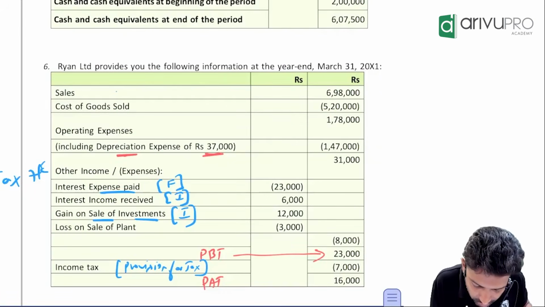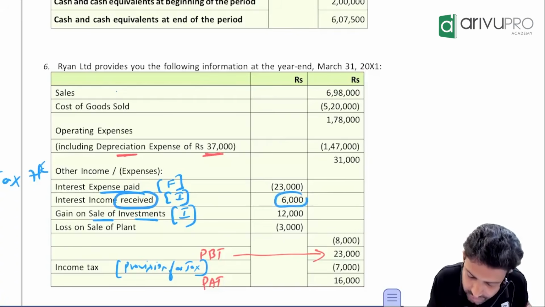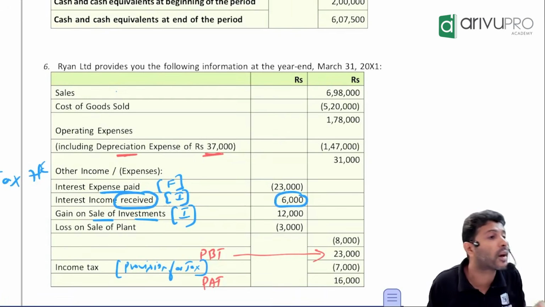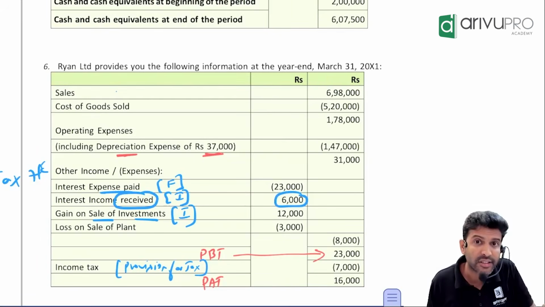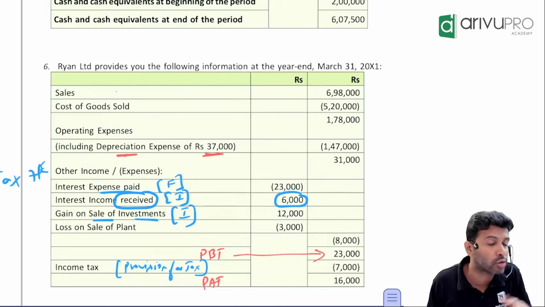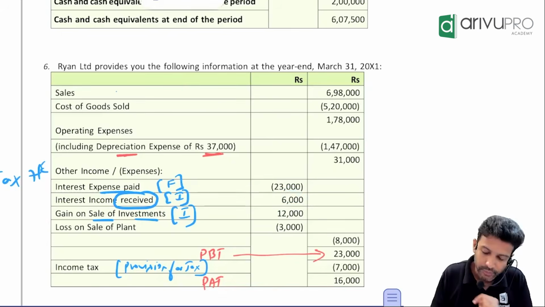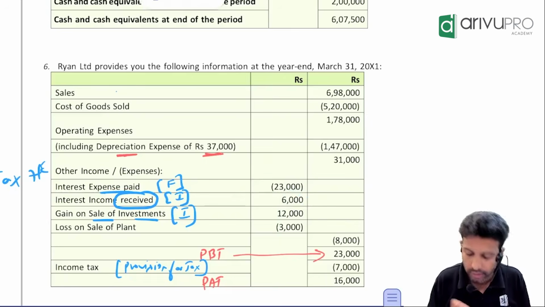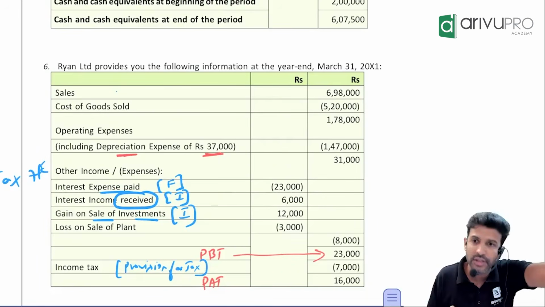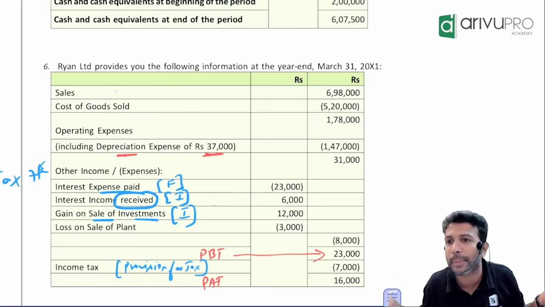Interest received is there. How much is that? 6,000 rupees. Interest received is what activity? We receive interest on our investment. So should we ignore this or show it? Where, and as what, negative or positive? Don't forget this. Many students forget this, and then they say the cash flow statement is not matching.